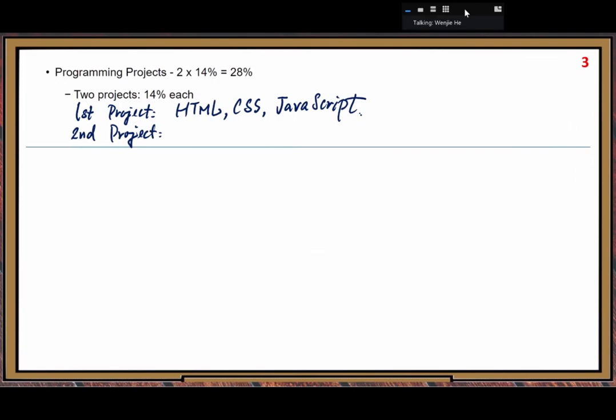Because our main part is the SQL part. So this part, we know it's important, but we want to control it at a reasonable level. That's the first project.